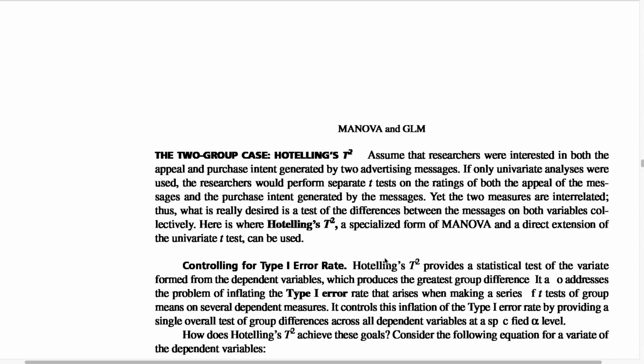If only univariate analysis were used, the researcher would perform separate t-tests on the rating of both the appeal of the message and the purchase intent generated by the message, yet the two measures are interrelated. So what is really desired is a t-test of the differences between the messages on both variables collectively. Here is where Hotelling's T2, a specialized form of MANOVA and direct extension of the univariate t-test, can be used. Controlling for type 1 error rate.